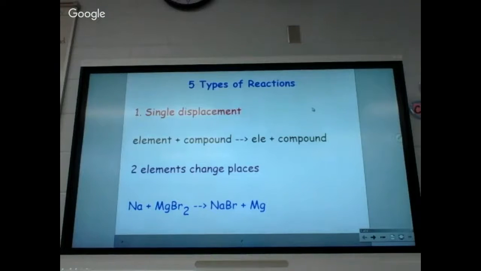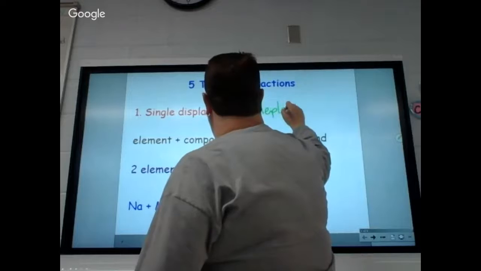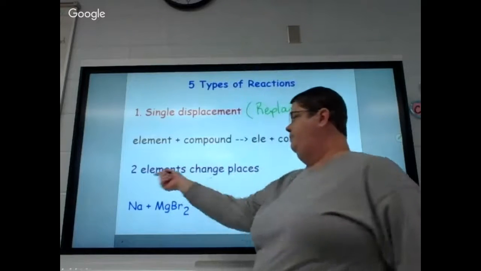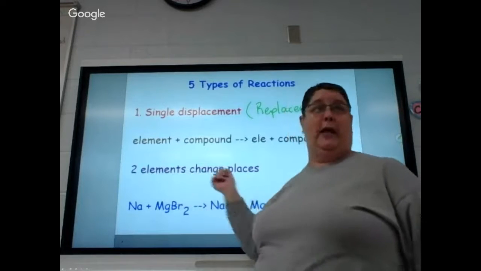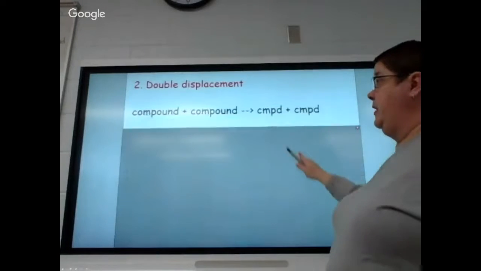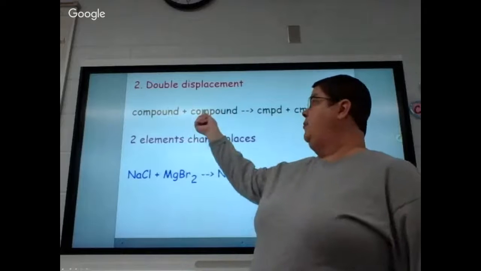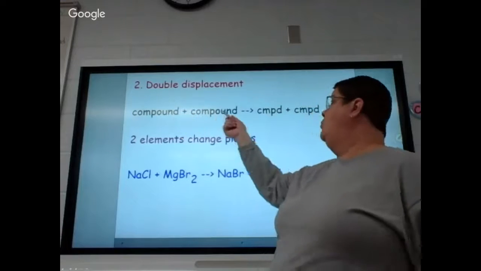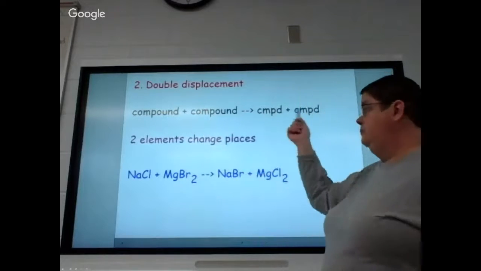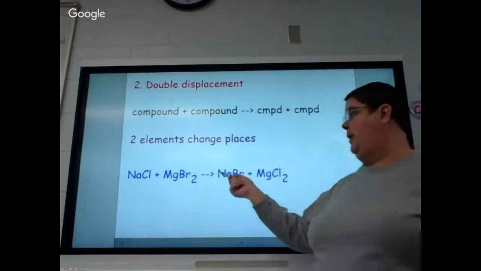Now, in anything that's labeled displacement or replacement like we wrote down on Friday, what has to happen with 2 elements? They have to do what? They have to switch and change places, which is what we're going to work on today. Now, single displacement and double displacement work the same way. 2 things change places, except for double displacement, you have no elements. Everything is a what? Everything's a compound. So you have 2 compounds. They become 2 compounds. So if you look at this one, how many capital letters do you have in each of these compounds?